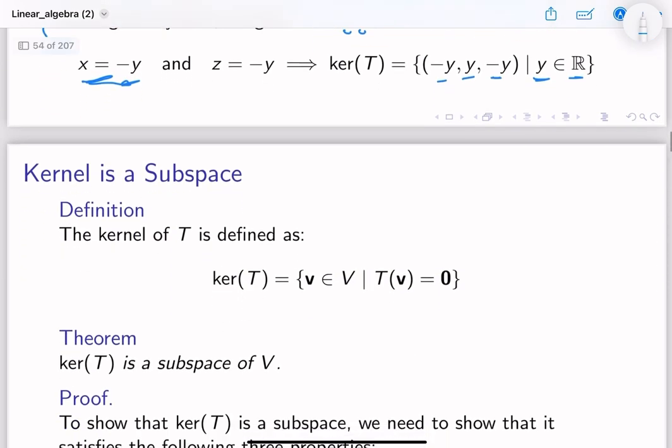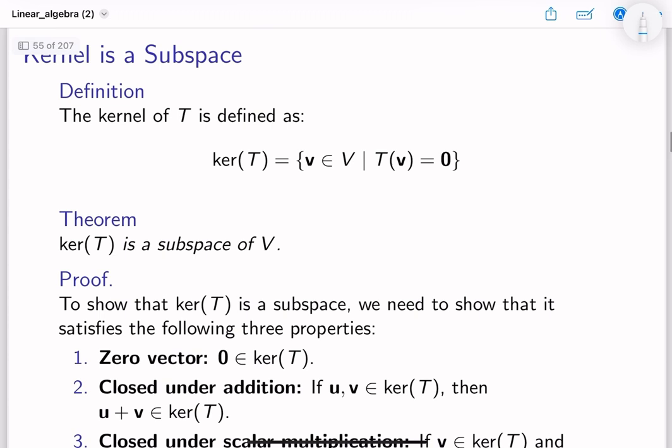The next thing we want to show is a property of the kernel, which is that it's a subspace of the domain. Let's say we have two vector spaces V and W, and a linear transformation between them. I remind you, the kernel is the set of all vectors in V that get mapped to 0. Our claim is that the kernel is actually a subspace of V.